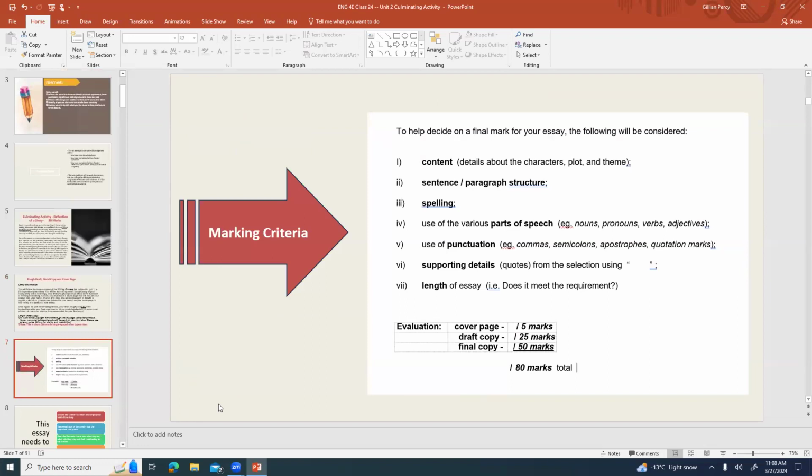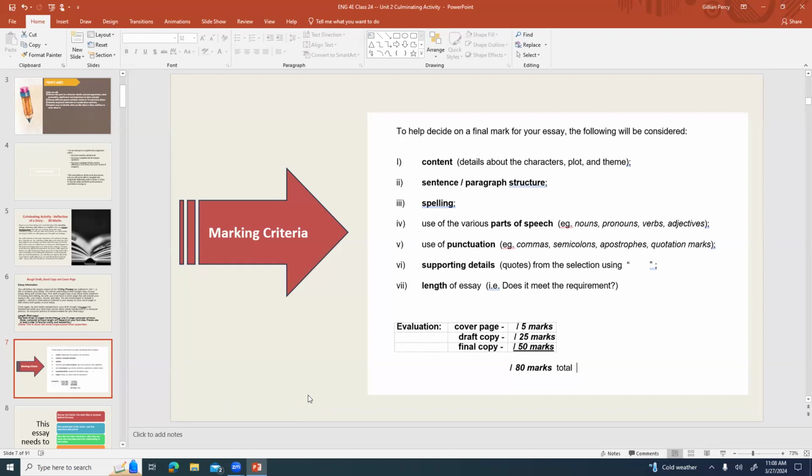Okay, to help decide on the final mark for your essay, the following is going to be considered. The content: your details, what you say about the characters, the plot, and the theme. Your sentence and paragraph structure, right? I'm looking for no run-on sentences, comma splice errors, or incomplete sentences. Spelling, use of the various parts of speech, are they used correctly? Use of punctuation, supporting details. That means that you're using quotes or giving me examples from the novel.